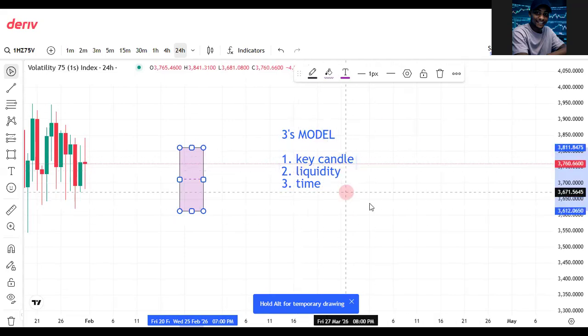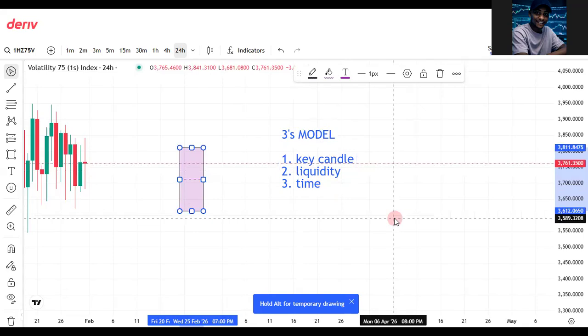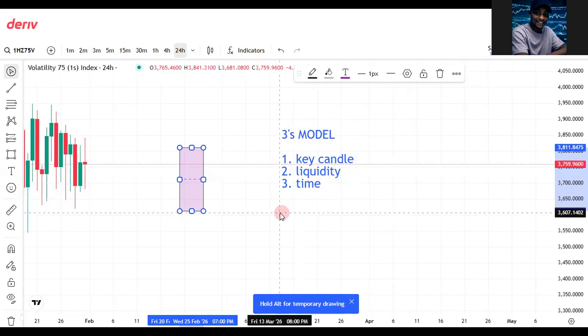So guys, the time is actually 7 a.m. to 11 a.m. New York local time, because that is where volatility indices, anything volatility, will have their peak moment, right? That is where most of the movement will occur. So it is different from Boom and Crash or Step indices. They have different times.